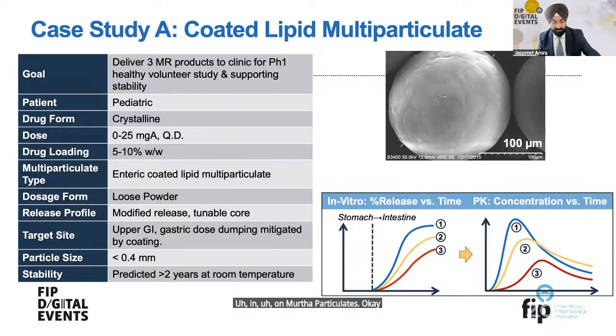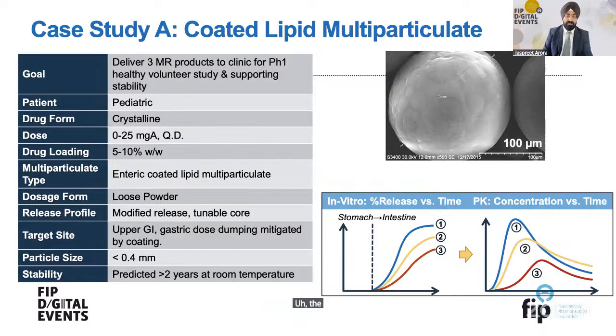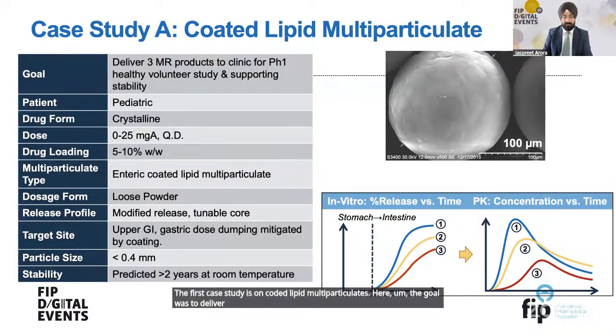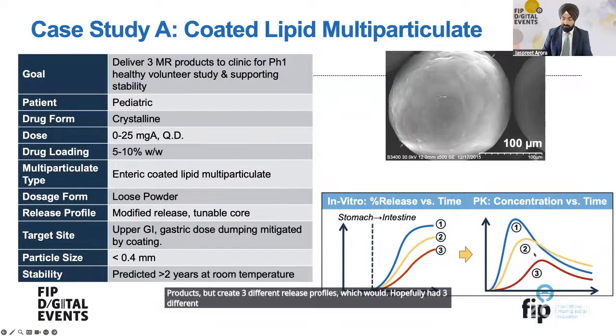Okay, so looks like we're doing okay with time. We can spend a little bit of time diving deep into the two case studies. The first case study is on coated lipid multiparticulates. Here, the goal was to deliver modified release products, but create 3 different release profiles, which would hopefully have 3 different PK profiles in vivo in human patients.